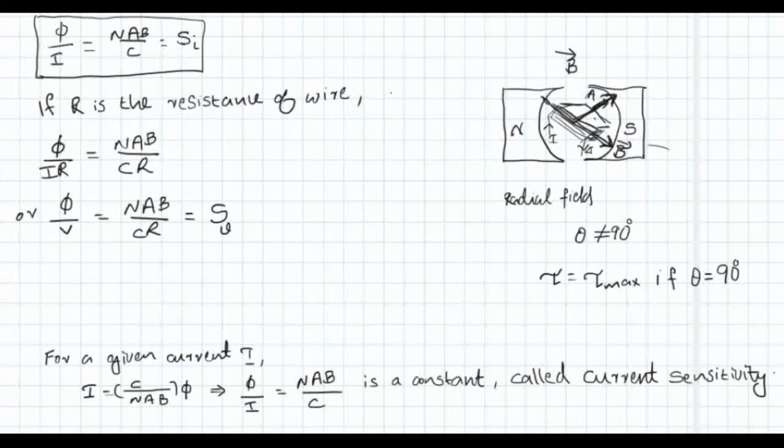And that is called voltage sensitivity. The symbol is SV, S subscript V. So we can define the voltage sensitivity as the deflection produced in the galvanometer when unit voltage is applied across it. Voltage sensitivity of a galvanometer can be defined as the deflection produced in the galvanometer when unit voltage is applied across it.